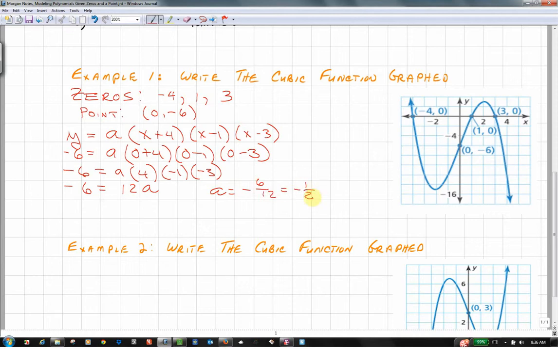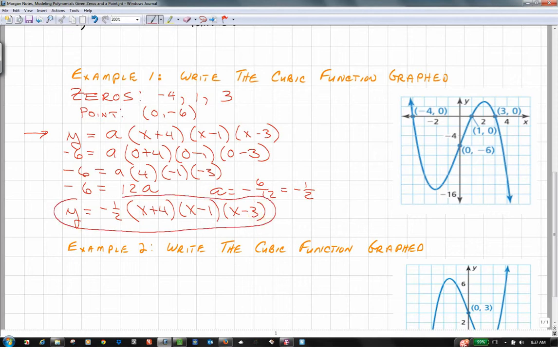So I'm ready to write the equation. y is equal to -1/2, and now it's going to be this form that I use here, because I want to be able to plug in any x and y. So I'm going to leave my x's as x's. So x plus 4, x minus 1, x minus 3. And that's the equation.